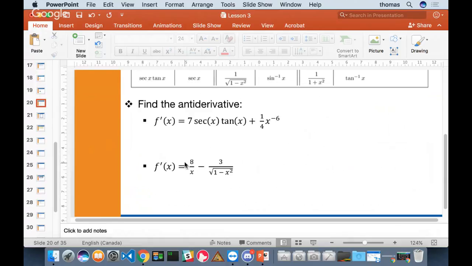So this term would be ln x, or the natural log of x, people say as well, right? Minus, and this is a weird thing, something over 1 minus x squared. Well, look, there's 1 over the root of 1 minus x squared, which is sine inverse of x. So this is 3 times, 3 is a constant, times sine inverse of x, right? That would be the answer, right?